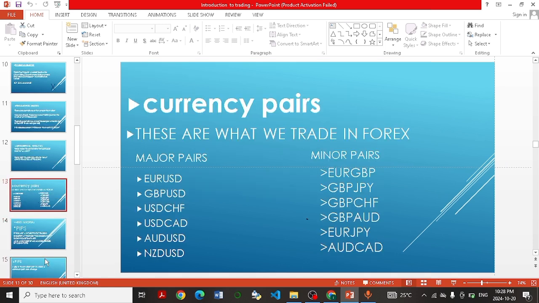Now we're going to currency pairs. I told you, in forex we trade currencies, right? We trade a particular country's currency for another country's currency. That is basically forex, foreign exchange. So now these are what we trade in the forex market. Now in the forex market, we have the major pairs, and we have the minor pairs.